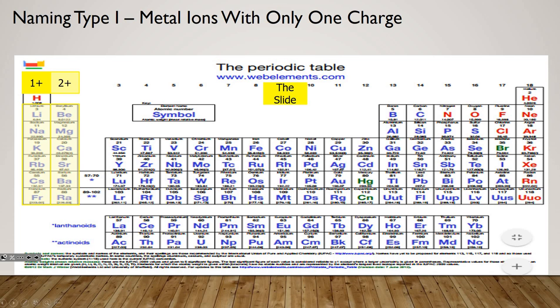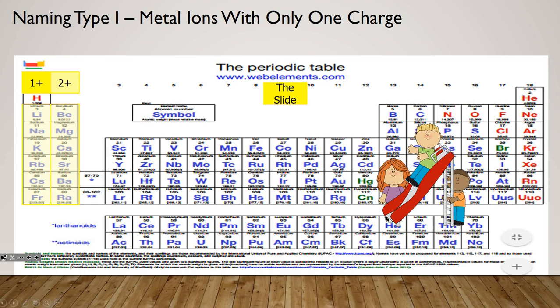And then we have what I call the slide. When you think of a slide, it goes fast at first and then sort of slows down. So we've got three right here, boron, aluminum, and gallium, that have a plus three charge. Zinc that has a plus two charge. And then silver that has a plus one charge. That's what I call the slide. These elements only have these charges. They don't have another charge.